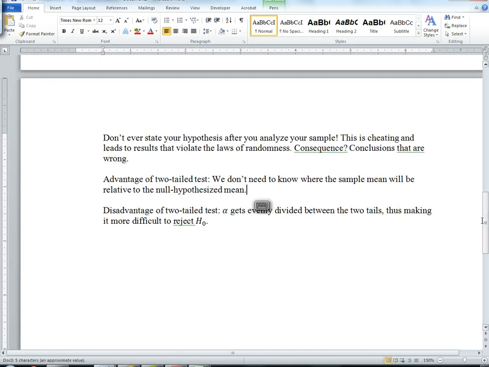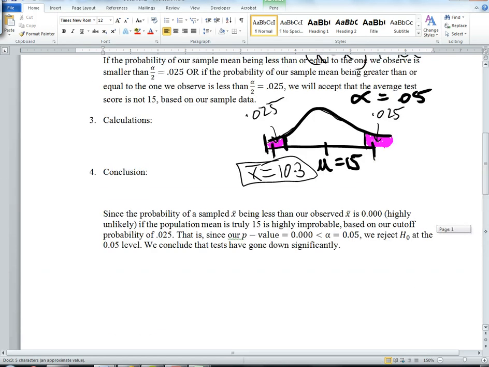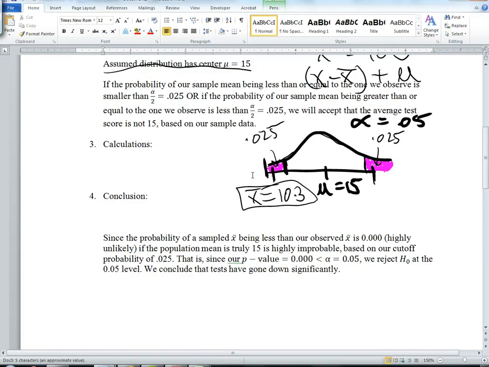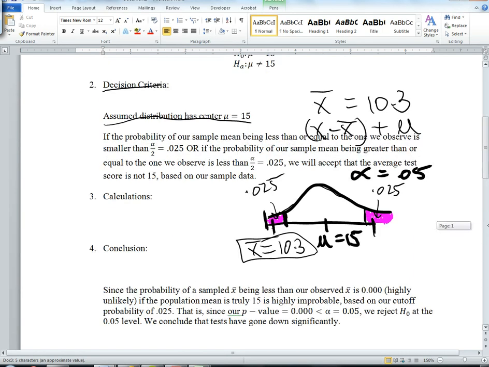Similarly, there's a disadvantage, and the disadvantage is that alpha gets evenly divided between the two tails. And if it gets evenly divided between the two tails, it makes it more difficult to reject h0, because the likelihood of what you've observed or something more extreme has to be smaller than 0.025 if you're using alpha of 0.05. So the fact that each tail gets the same amount, but your mean can only possibly fall into one of those, is the disadvantage. But again, if you don't know what to expect to begin with, you want to create a hypothesis stating that we don't know, and that's always the strongest way to go.